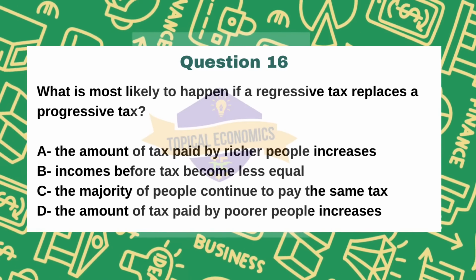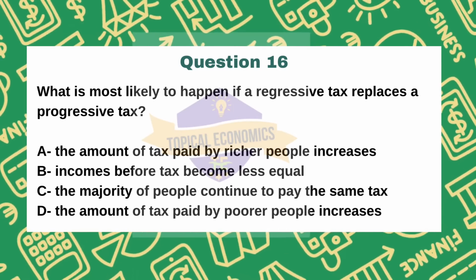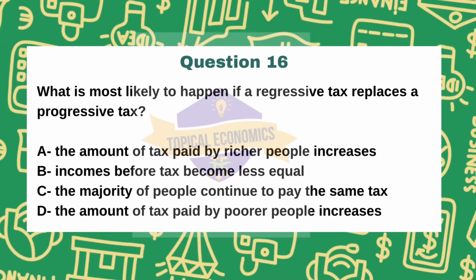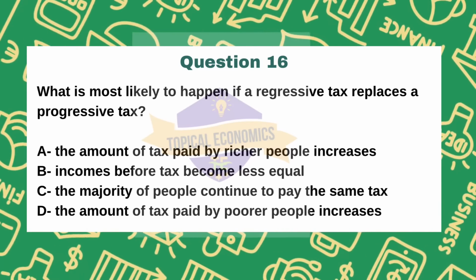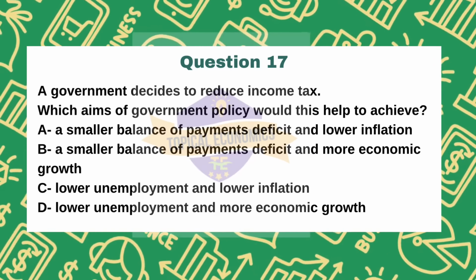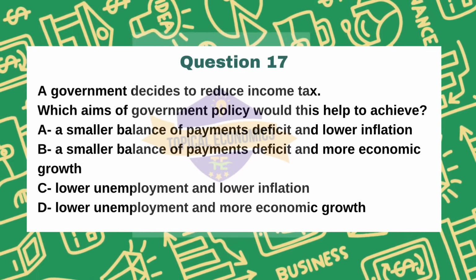Lastly, option C, the majority of people continue to pay the same tax, is unlikely, as the shift from a progressive to a regressive tax structure would change the distribution of the tax burden. Moving to the 17th question. A government decides to reduce income tax. Which aims of government policy would this help to achieve?